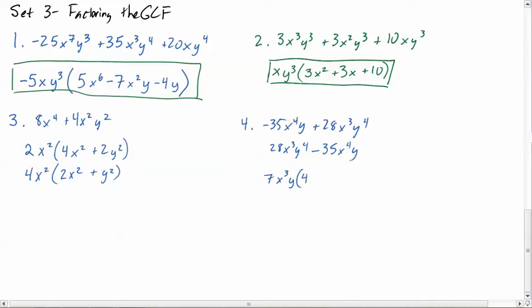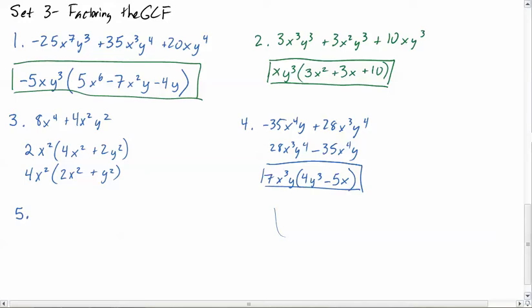So 28 divided by 7 is 4. X to the third divided by x to the third is 1, cancels out. Y to the fourth over y is y cubed. Negative 35 over 7 is minus 5. X to the fourth over x to the third is x. And then y divided by y cancel each other out. And so there you go. You're left with this. That would be the answer to number 4. Let's move on to number 5.